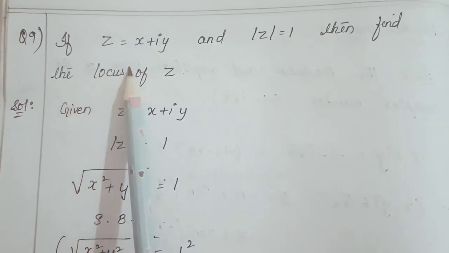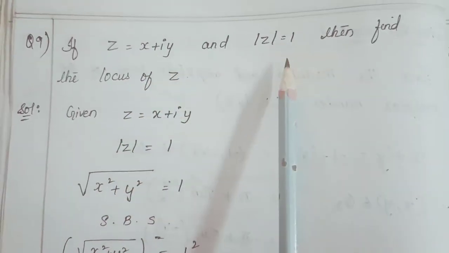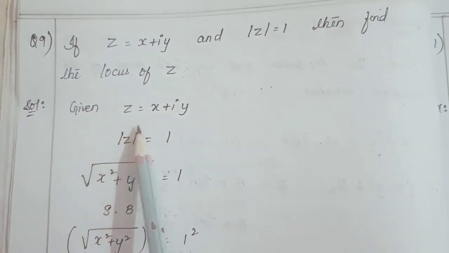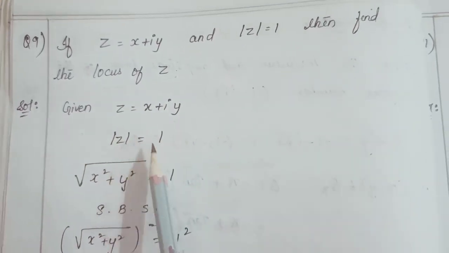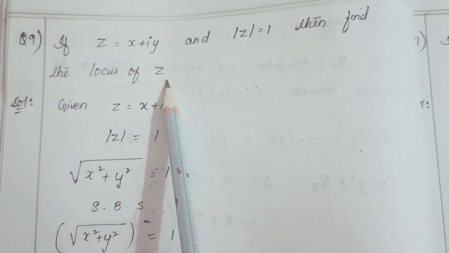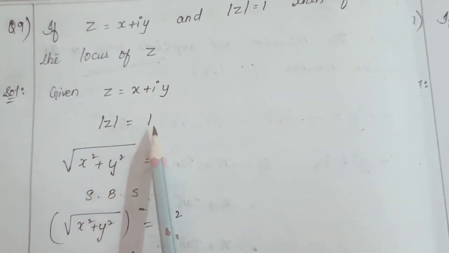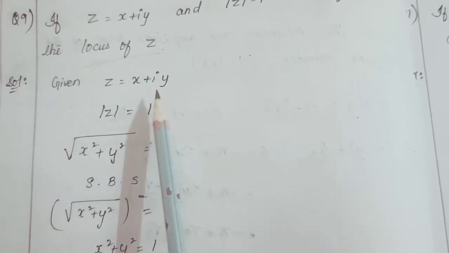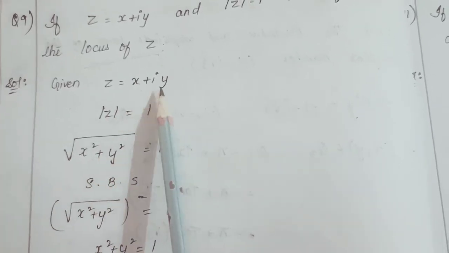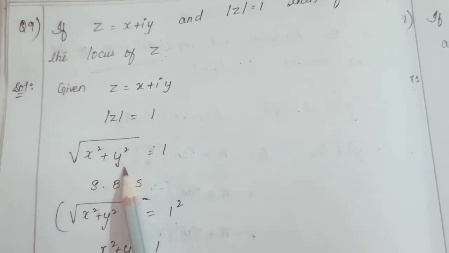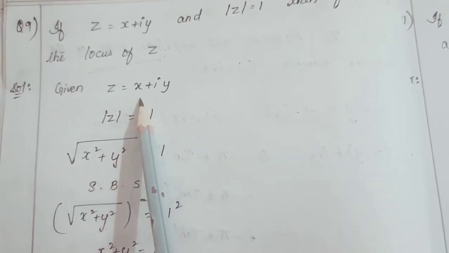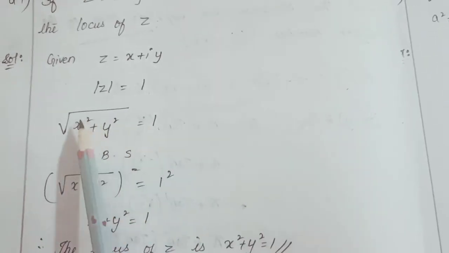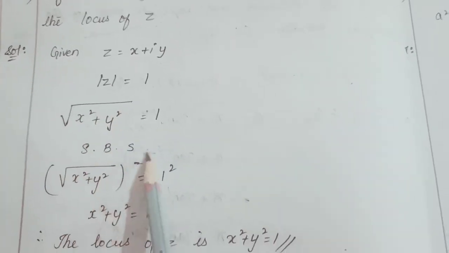Question number 9. If z is equal to x plus iy and mod z is equal to 1, then find the locus of z. Given z is equal to x plus iy and mod z is equal to 1, we have to find the equation of z. Mod z is the magnitude, that is under root x square plus y square, that is root of a square plus b square. So in terms of x and y, we write root of x square plus y square is equal to 1. Here a root is there, so squaring on both sides.